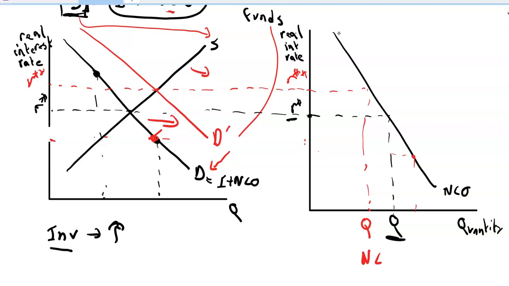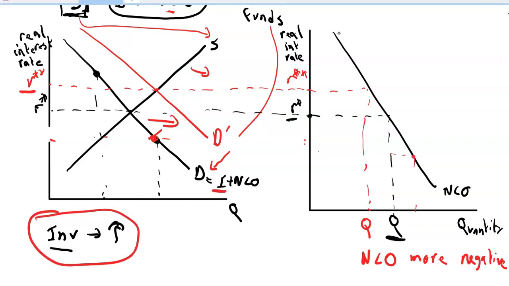So NCO gets more negative, which means that more foreigners are now sending money into the US to take advantage of this higher interest rate. Now, this was only because I went up. Now, what if my country is not doing so well and I want to move capital outside of my country?